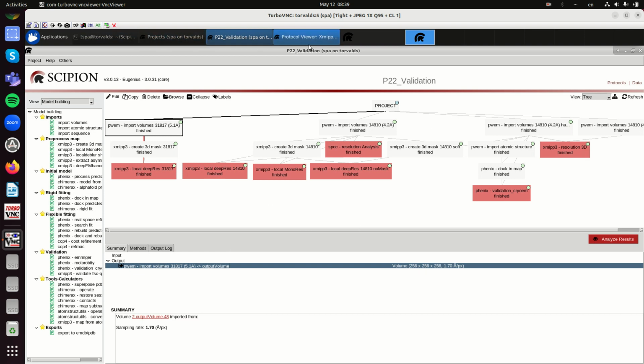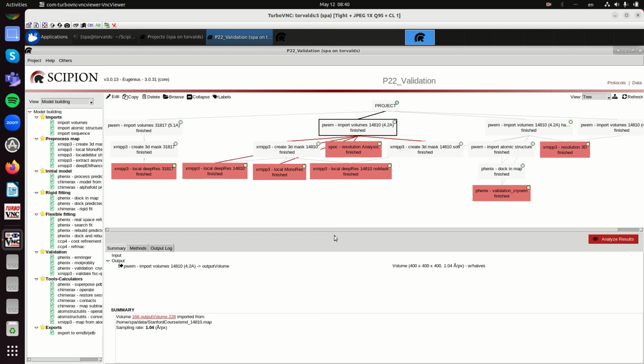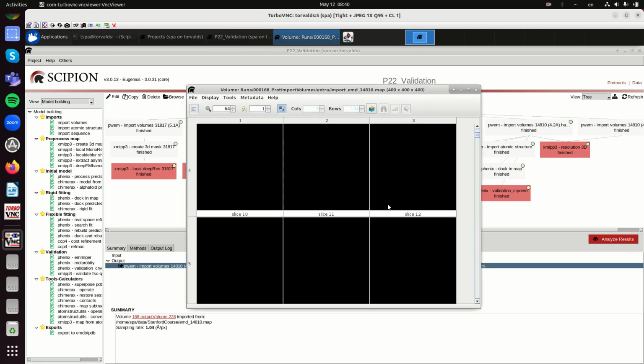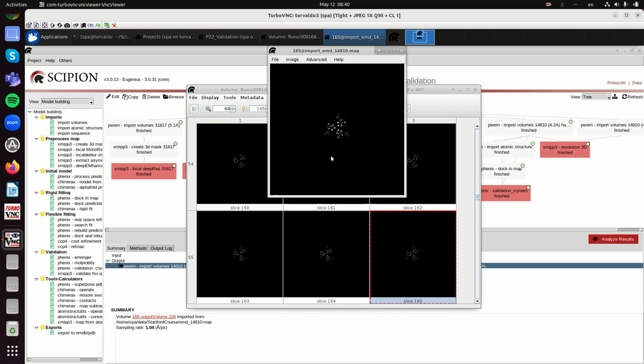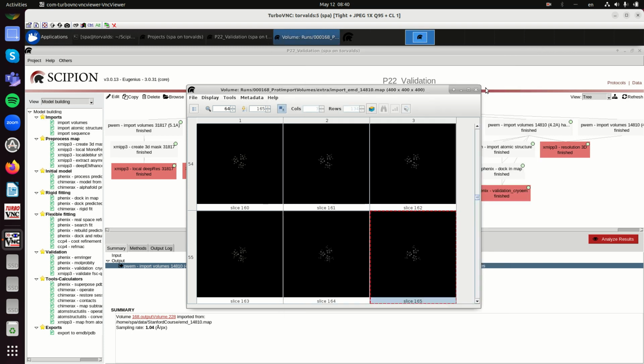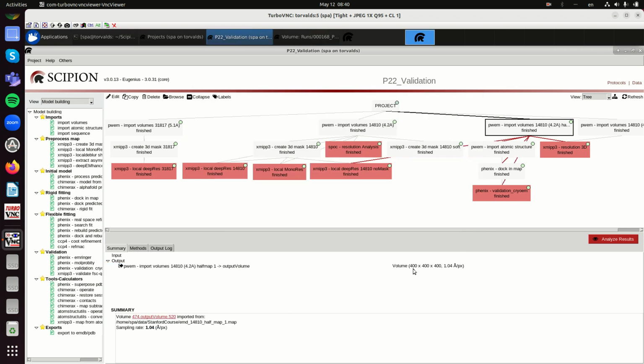Let me close everything. Okay, so another example. This is 14080 from EMDB, and let's look at the map. When you look at the map, it has been filtered and masked, with a very, very tight mask. Fortunately they have deposited the two halves, so I have imported the two halves independently.